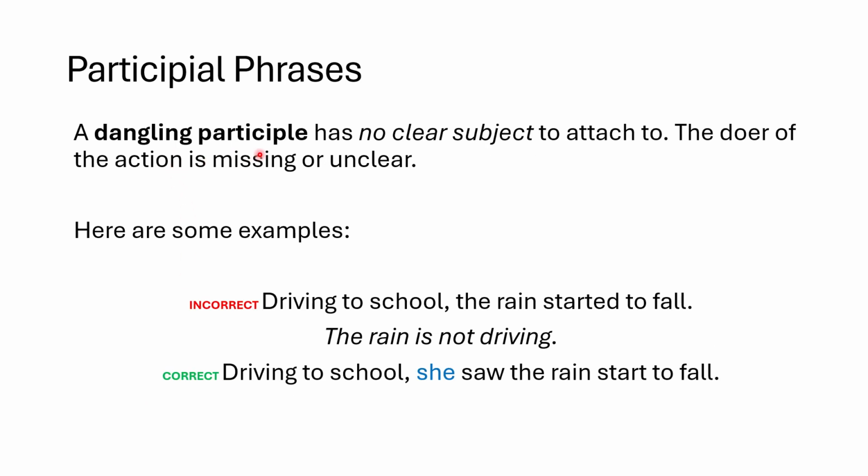A dangling participle has no clear subject to attach to. The doer of the action is missing or unclear. Here are some examples. This sentence is incorrect. Driving to school, the rain started to fall. The rain is not driving. This is the correct way to say the sentence. Driving to school, she saw the rain start to fall. She is driving. The question to ask: who is doing the action in the participle?